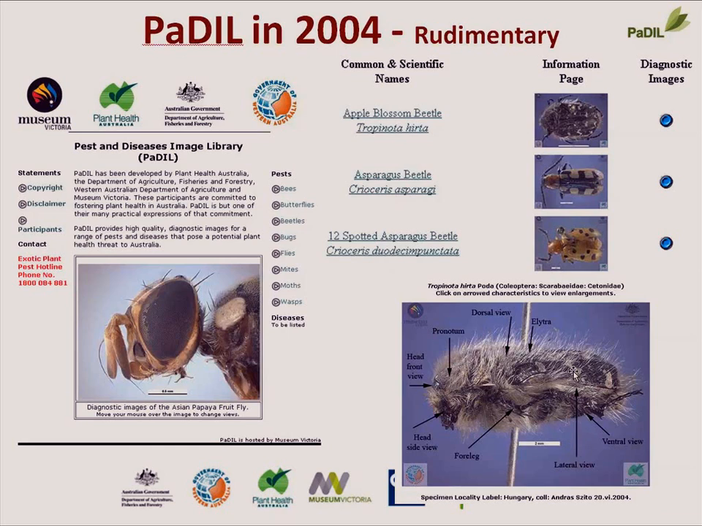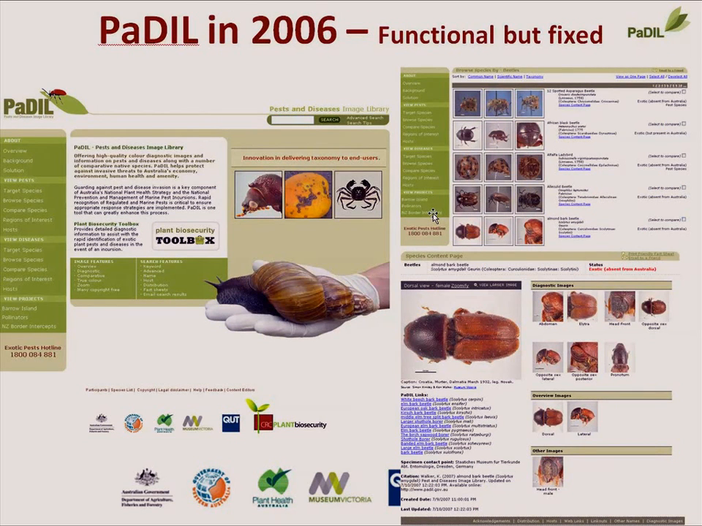You'll still see most of those same images are being taken, but as I said, so we go back to 2004. We didn't have any diseases listed then, but the concept of what we were trying to offer is still the same as back in 2004. The way we do it now is much different. So back in 2004 it was rudimentary, and then in 2006 we had a new version which I call functional but fixed. New homepage, far more effective in the way that we did things.